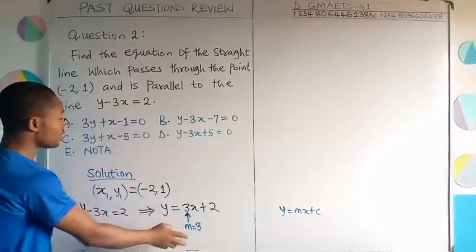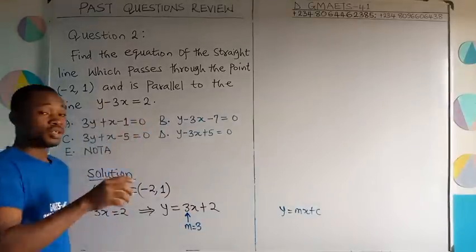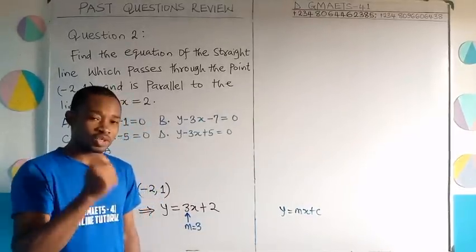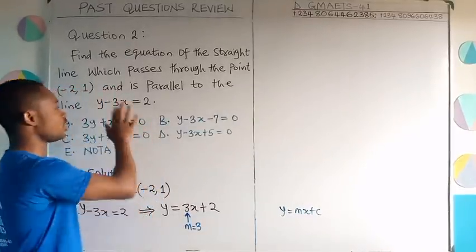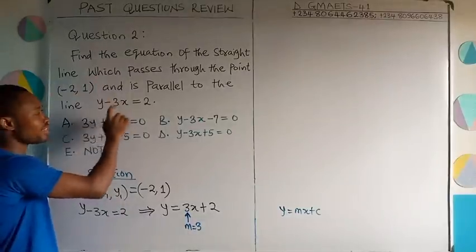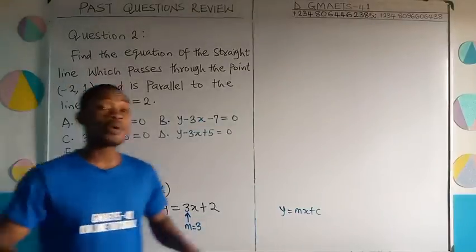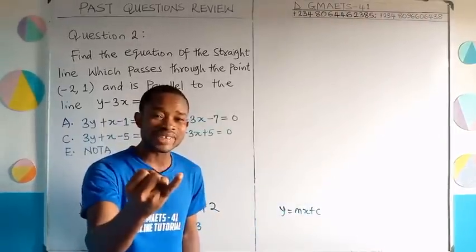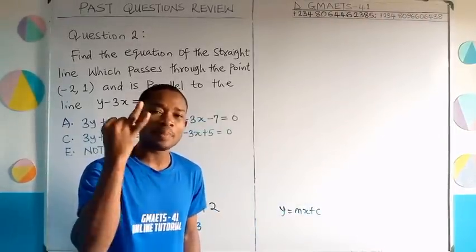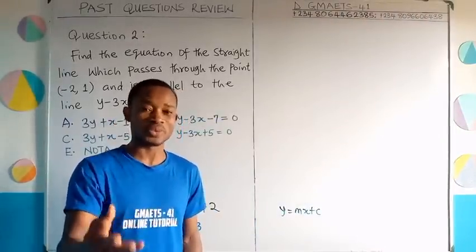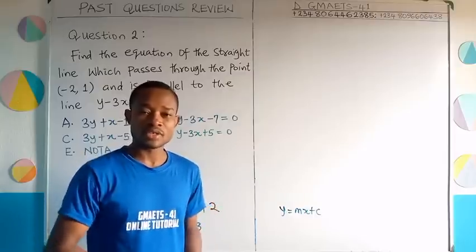You see how we've obtained the gradient from this equation? Is that okay? Because we are told that this new line whose equation we have to determine is parallel to this. Therefore, that line and this one will have the same gradient. Our problem is solved. Once we know the gradient of a line and we know the point that line passes through, we are as good as done solving that problem.